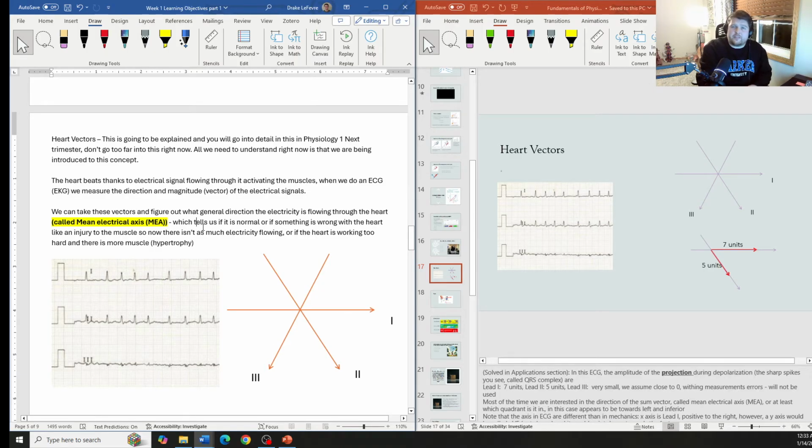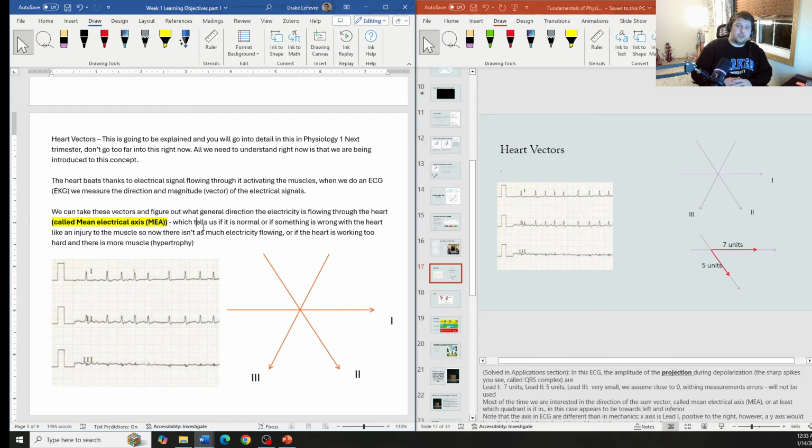If it's not flowing that way, it can be for a number of reasons. When somebody has a heart attack, or they're having ischemia, so they're not getting enough blood to the heart, the muscles don't work quite properly, or muscle could be dead. Dead muscle doesn't have electrical current in it. So then we get skewing of the mean electrical axis. We get skewing of the direction of the electrical current.